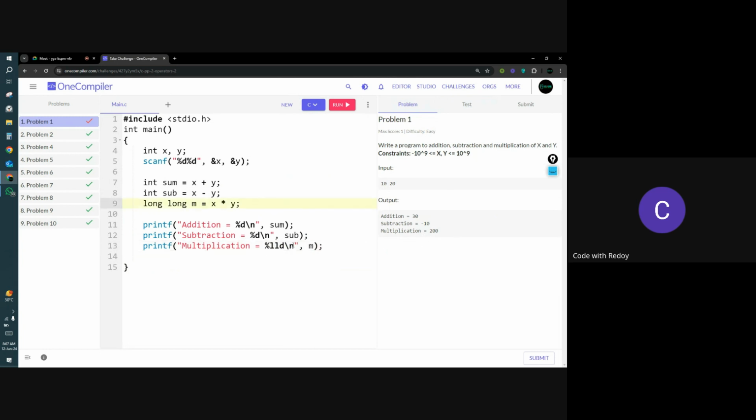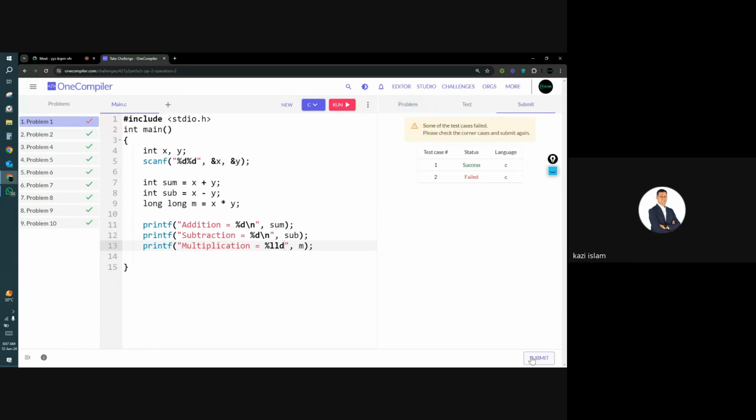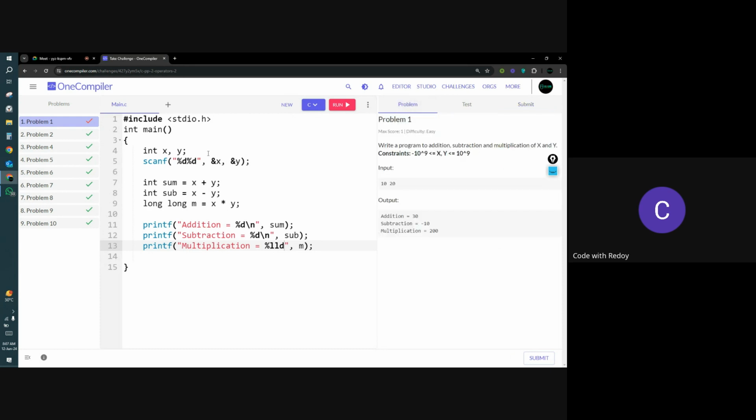I don't know why it's giving me fail. Okay, we will discuss about the fail tomorrow, because we have some issues about this percentage thing, okay? But this is a more complex topic that we are going to learn in tomorrow's class. Okay, Ayaz? Okay.